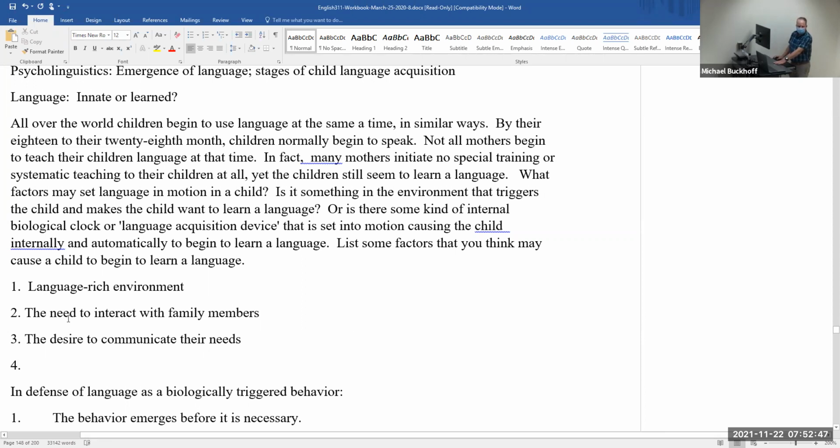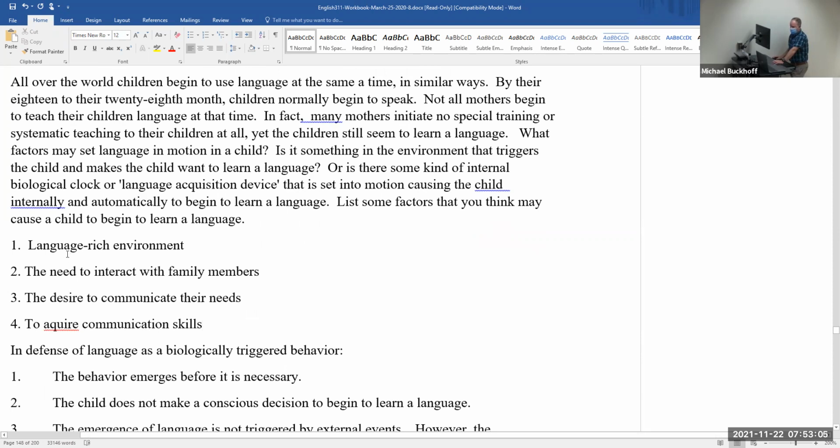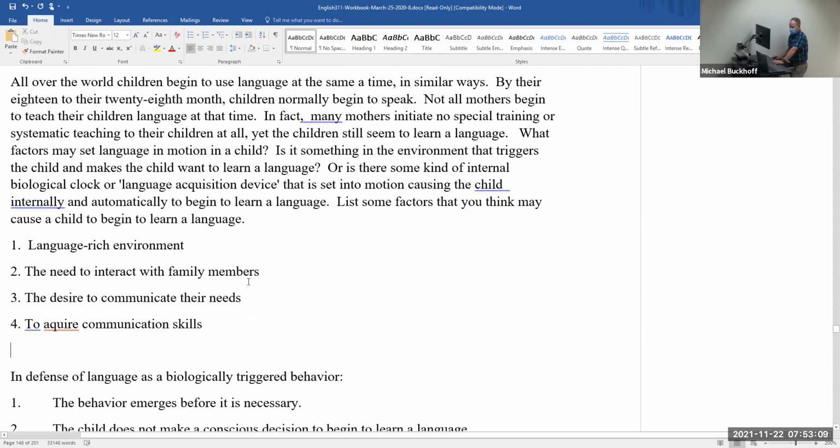To acquire communication skills. Okay, so to acquire communication skills. All right. Now, everything we're looking at here, pretty much, we're focusing a lot on the environment. And it seems that the environment is important.